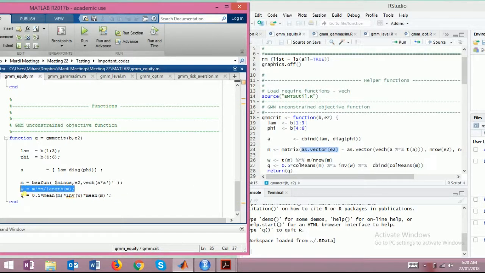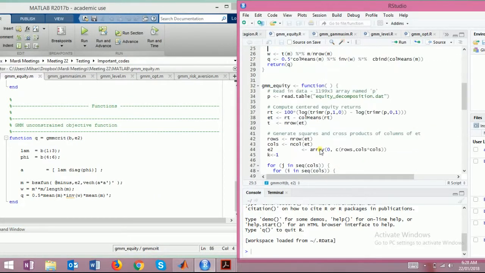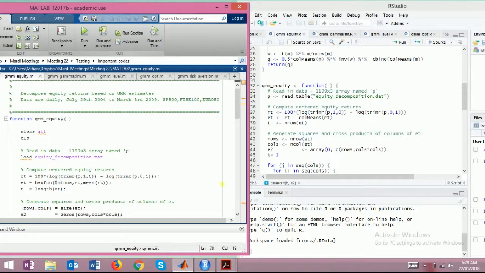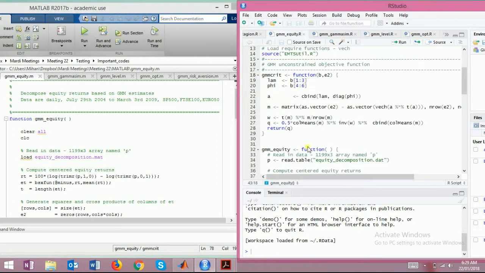And then we have our weighting matrix MM transpose divided by T, and then we have our Q, which is half mean of M transpose. So column means M, inverse of omega, then C bind column means M, and we return Q. And then, with this unconstrained objective function, we move into our main equation, main coding.